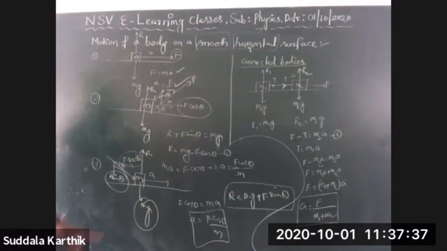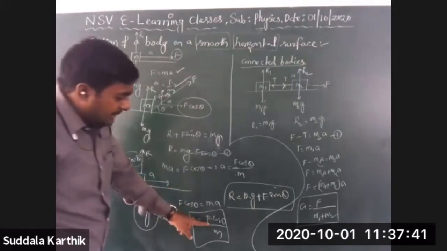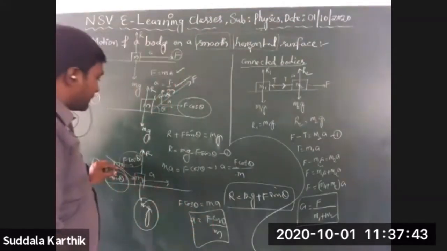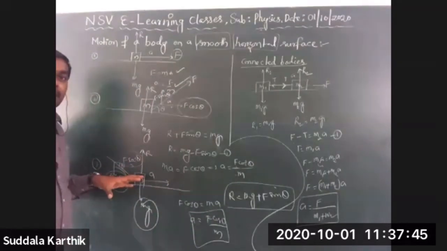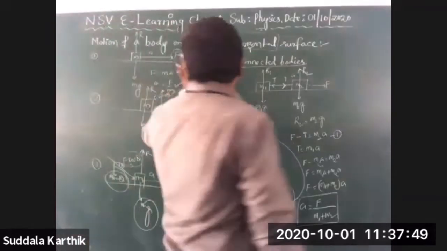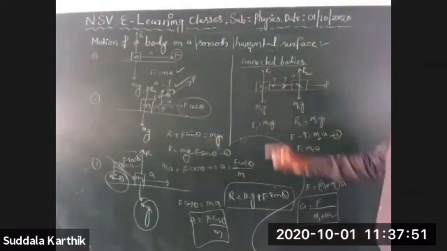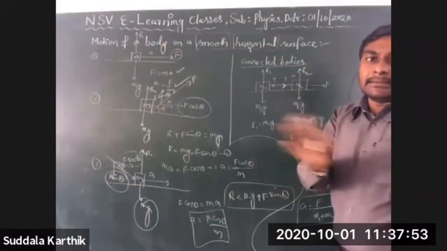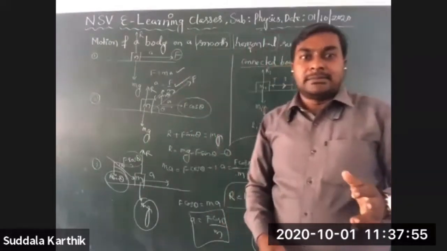So now after that, another body is there. Here also F cos theta is there. Only F cos theta is producing the motion in this body along the horizontal. So that's why a equals F cos theta by m. But up to here, it is only a single body. Now after that I added another body, so two bodies.